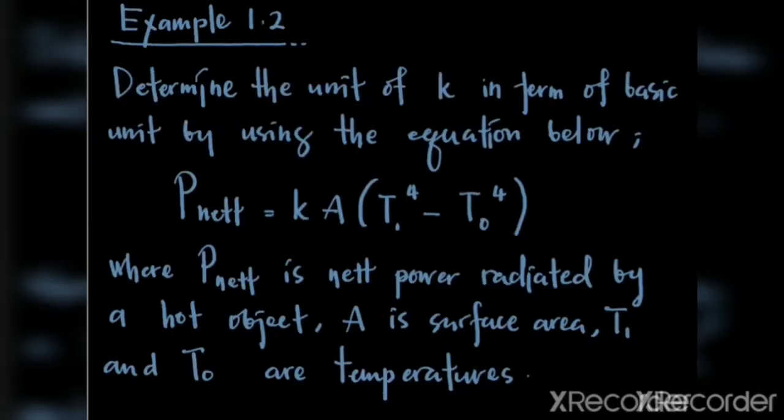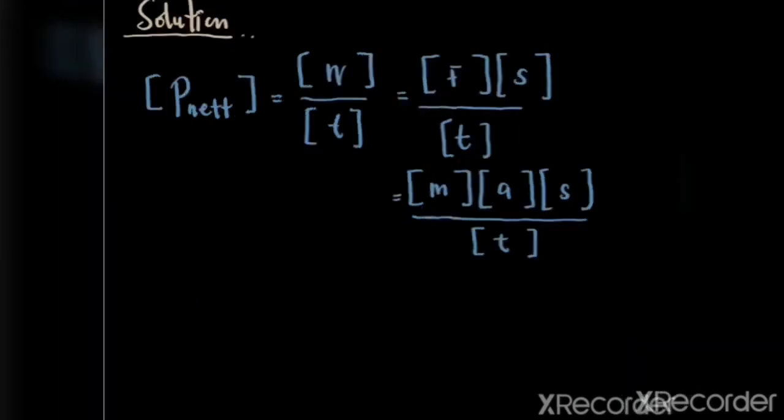Example 1.2. Determine the unit of K in terms of basic units by using the equation below. P_net equals K A (T1^4 minus T0^4), where P_net is the net power radiated by a hot object, A is surface area, and T1 and T0 are temperatures.